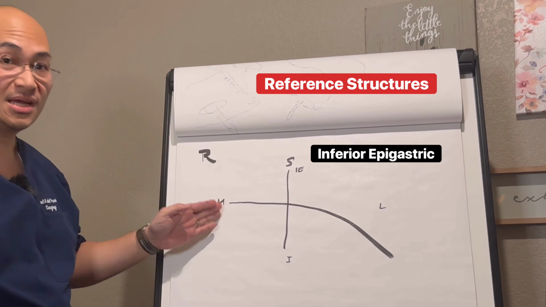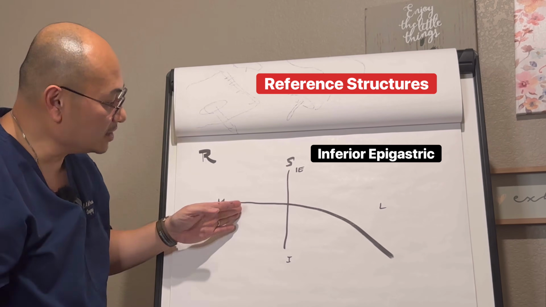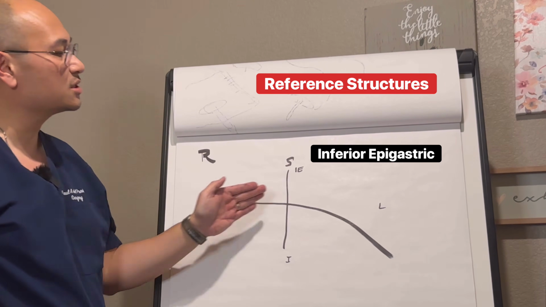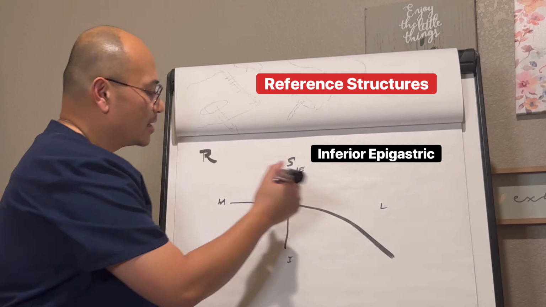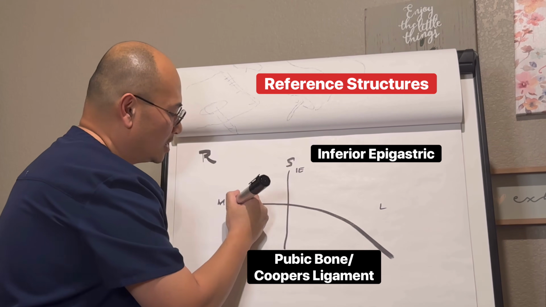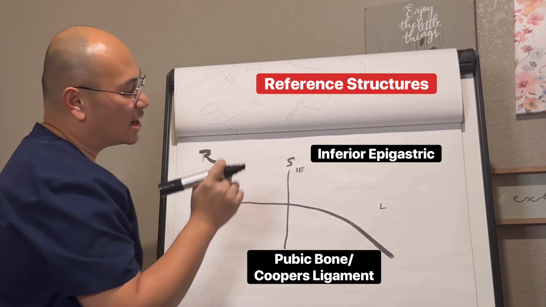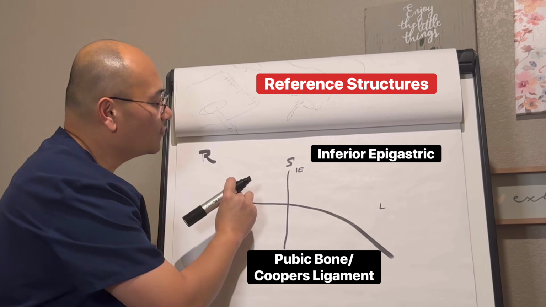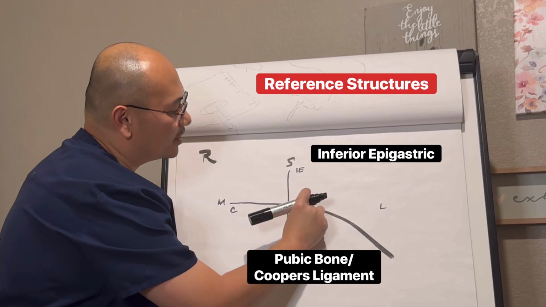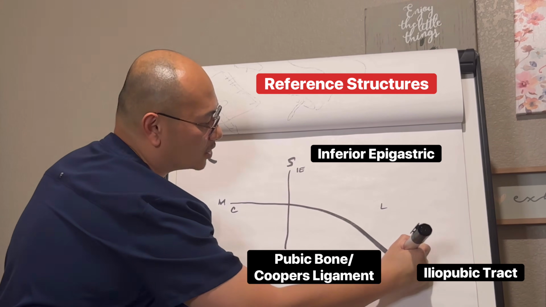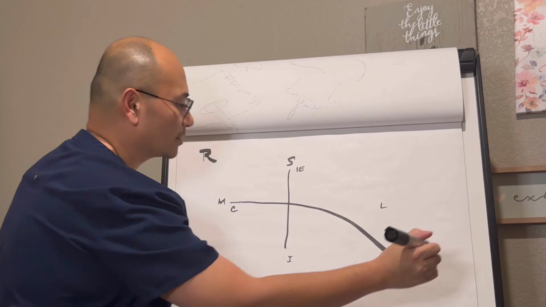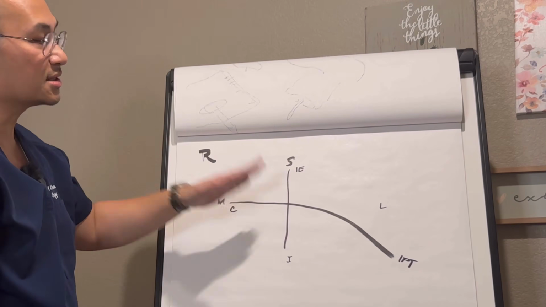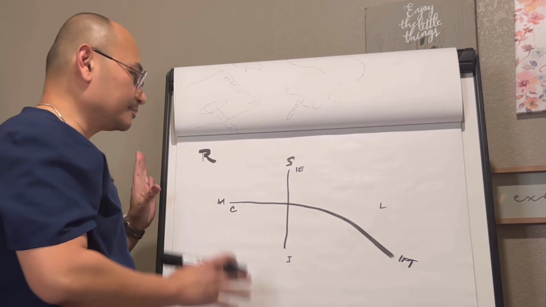What's going to be my medial aspect? My medial, what can we see? That goes here. So we're going to draw Cooper's, which you can see overlying the periosteum of your pubic bone. And then if you trace this to an imaginary line, it becomes your iliopubic tract. Okay, so these are two things, non-mobile, that we can identify.